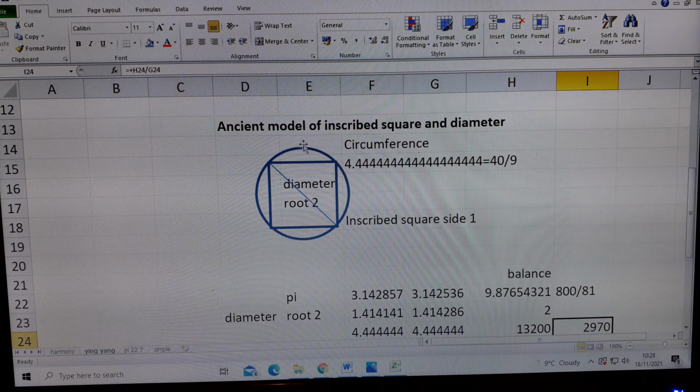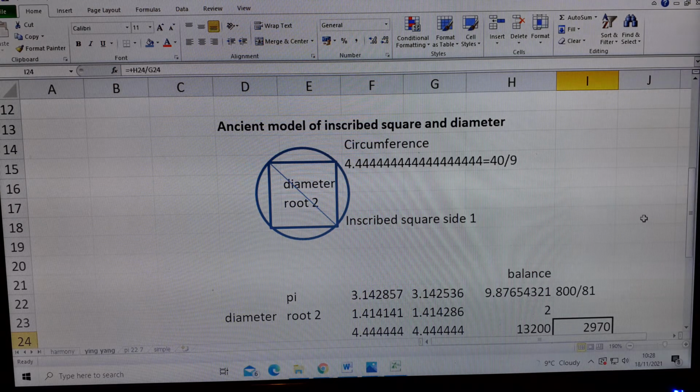So this is the ancient model of the inscribed square and diameter. And the circumference in this model is 40/9, and the diameter is root 2. And when the diameter of this inscribed square is root 2, the side of the square must be 1. And when that is 4, then if we're using 10/9, this must be 4.444 or 40/9, which it is in both instances that I'm going to show you.